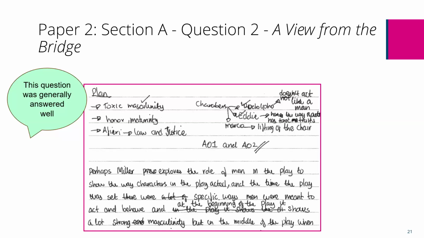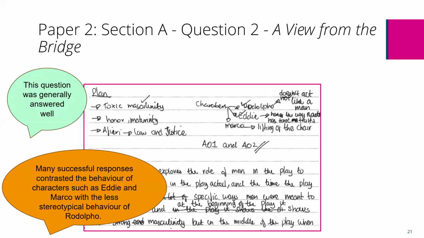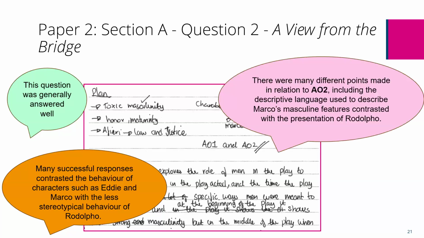So the question was generally well answered. Many successful responses contrasted the behaviour of characters such as Eddie and Marco with the less stereotypical behaviour of Rodolfo. There were many different points made in relation to AO2, including the descriptive language used to describe Marco's masculine features, contrasted with the presentation of Rodolfo.